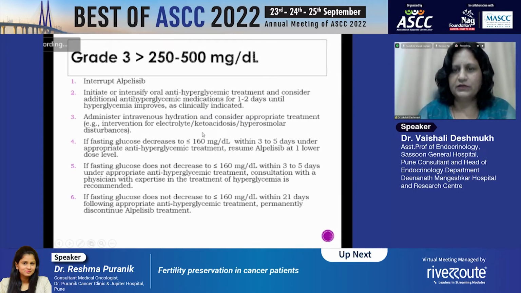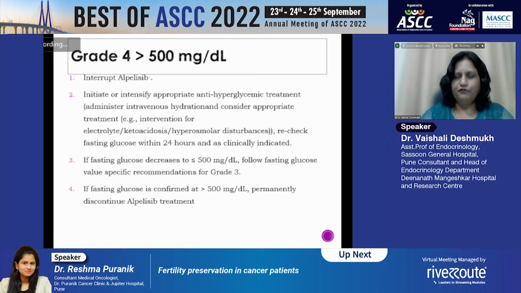Administration of IV hydration is required to prevent the occurrence of electrolyte imbalance and ketoacidosis. And if the fasting reduces to 160 within 3 to 5 days, then you can resume alpelisib at one lower dose level. But if it does not reduce below 160 within 3 to 5 days, it is better that the physician is consulted for diabetes, and the drug is interrupted permanently if it does not reduce within 21 days of therapy. So it has to be given very supervised if the fasting plasma glucose remains above 160 in spite of aggressive diabetic management.